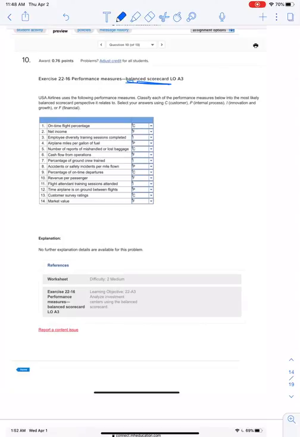So what we do with the balanced scorecard is we realize that it is basically broken into 4 pieces. So the first of these is what is called the customer orientation. And this says, well, what do customers think?